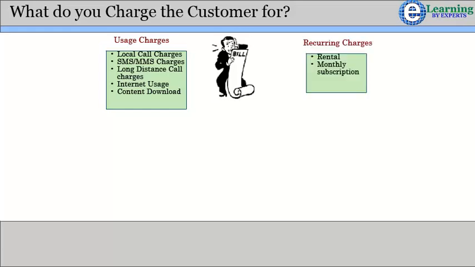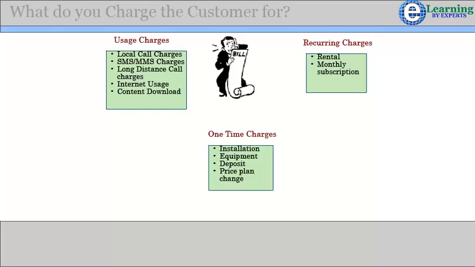Recurring charges. Recurring charges occur repetitively and the subscriber is charged until he is connected to the network. The examples for such charges are charges for the landline, subscription to services like voicemail, subscription to a price rate plan, etc.